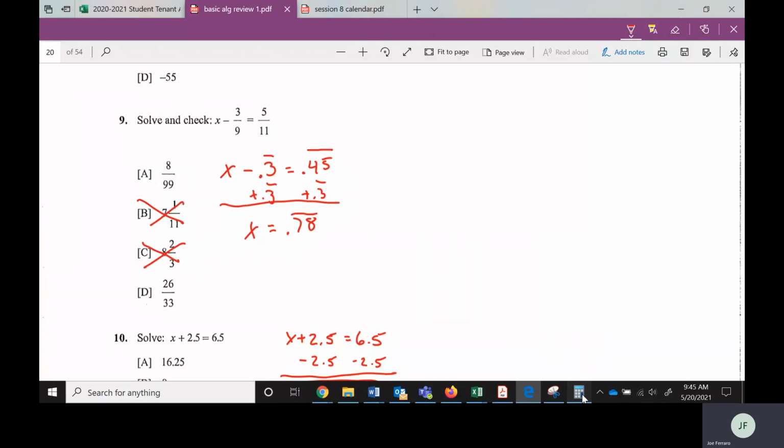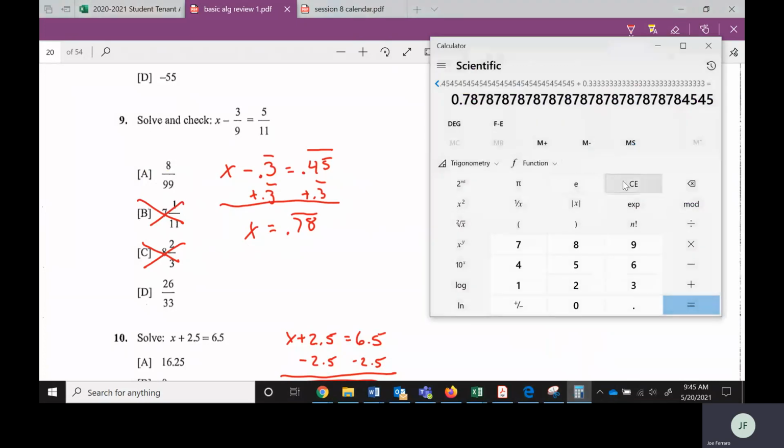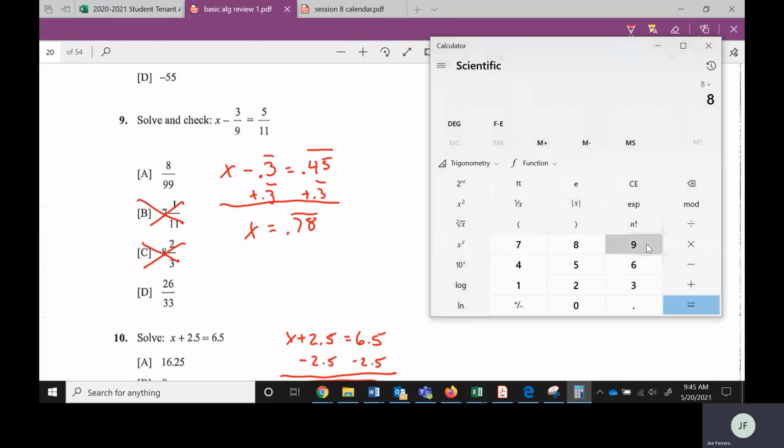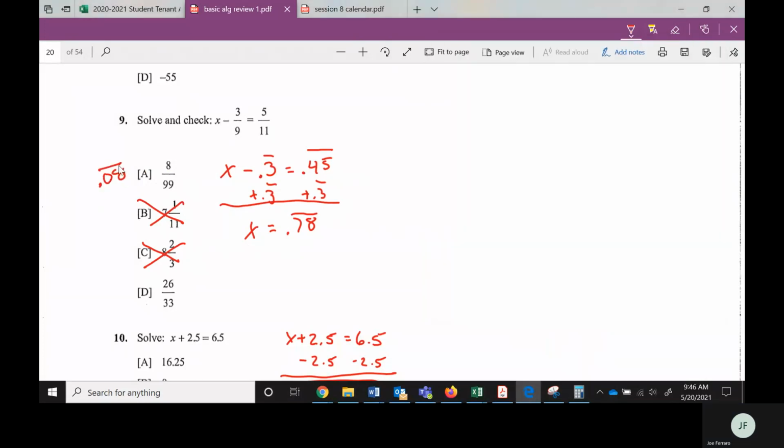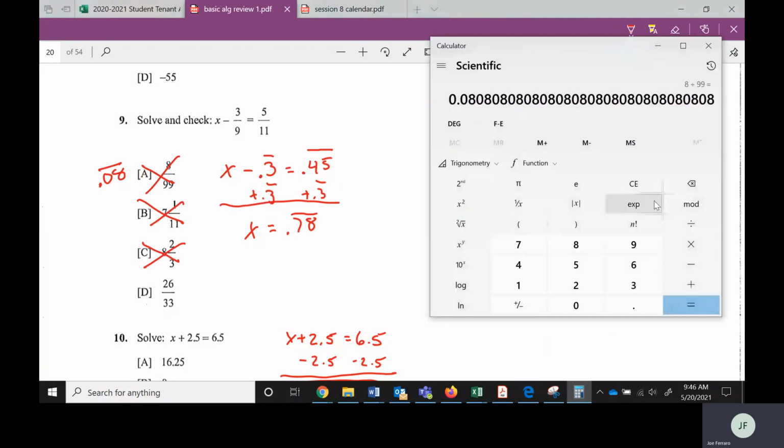Okay, and now problems in the future, I'm not going to retype everything in the calculator and show you, but I'll just show you here again. What you do is you type in 8 divided by 99, and that's 0.08 repeating. So that doesn't match this, so this is out. Now, our answer should be this, but let's just double check, make sure we didn't do something wrong. So we're going to go top divided by bottom, so 26 divided by 33. There's my 0.78 repeating, just like there.